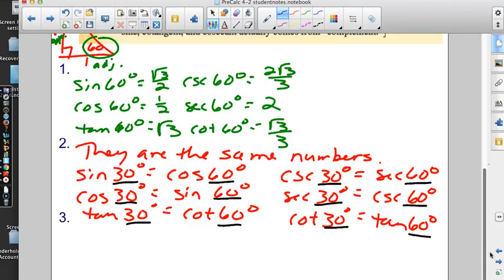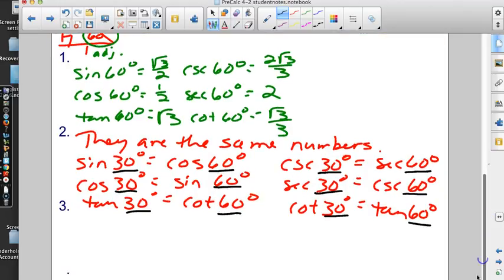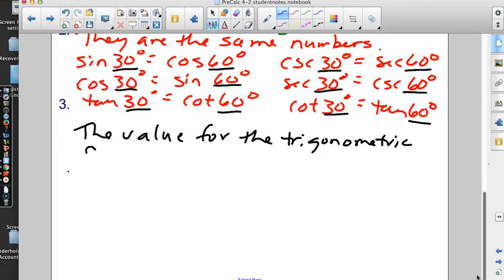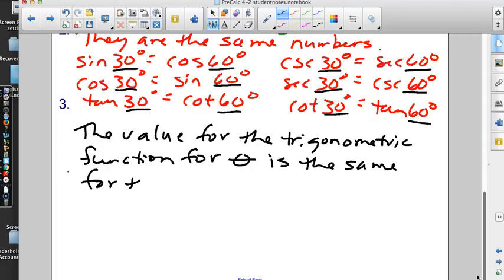So, how can we put that? The value of the trig function for theta is the same as the value of its cofunction for the complement.